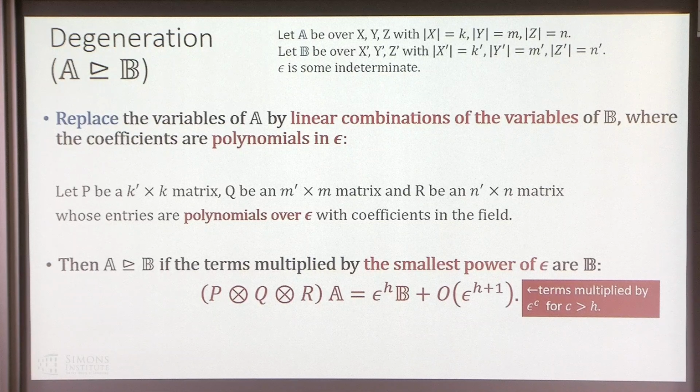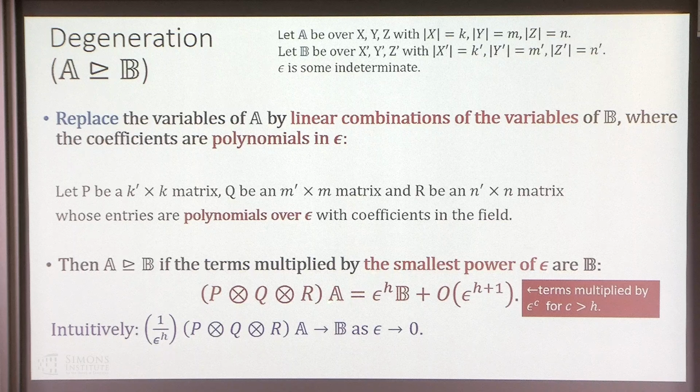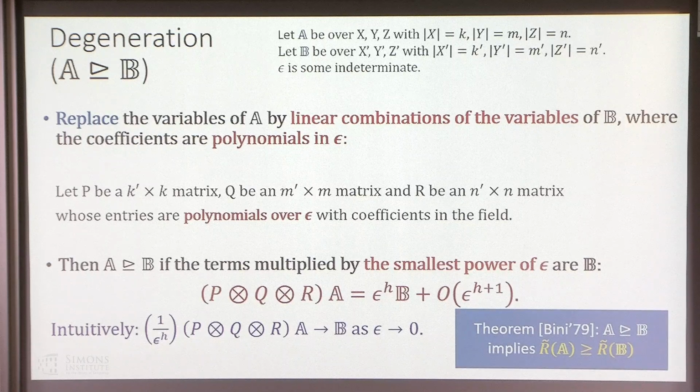Okay. All right. So intuitively, what happens here is if you divide this transformation by epsilon to the h, where this is the smallest power, and you take epsilon to go to infinity, all these terms will go away, and you'll get exactly B. So you will have a sequence of tensors that converge to B. And by a theorem of Bini, if A degenerates to B, then the asymptotic rank of A is at least the asymptotic rank of B. And this comes to Avi's question. That's where it was a theorem about border rank.